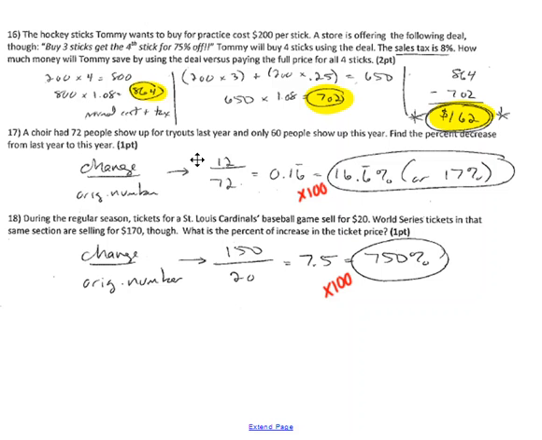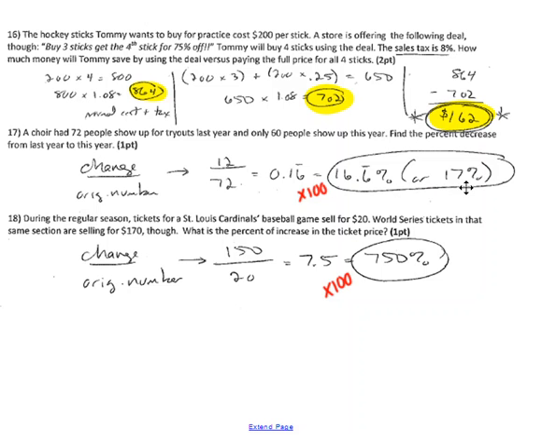So the numbers changed by 12. They went down 12 people. So that's the amount of change. But the original number was last year's number, 72. So if I do the amount of change divided by last year's number, I get a decimal number that's repeating, which I just multiply by 100 to figure out the percent increase or decrease in this case. And it was 16.6%, but you could have said 17%.